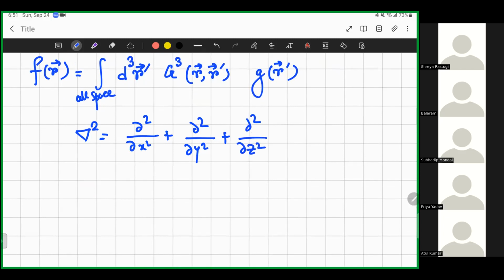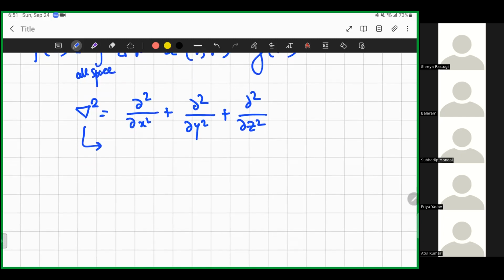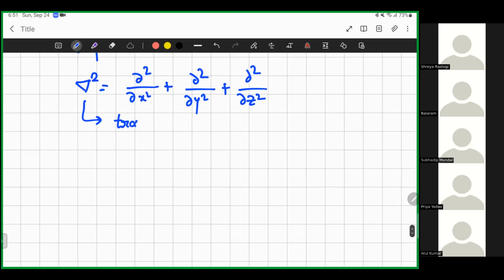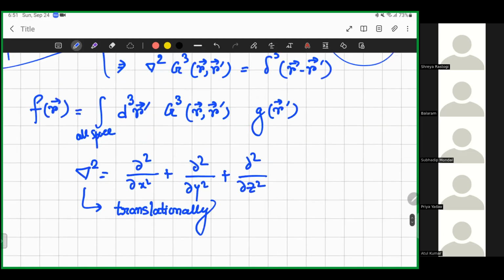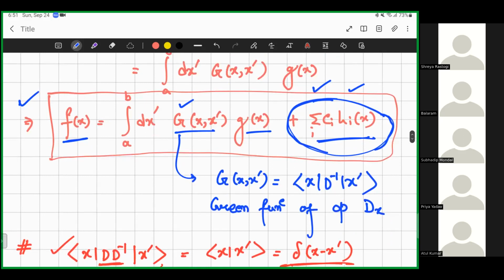So in Cartesian coordinates we know these things, and in polar coordinates we can also write them. But the main thing is that this del square operator is translationally invariant. The homogeneous part is 0. This homogeneous differential equation, if I want to solve it, is exactly the Laplacian operator.